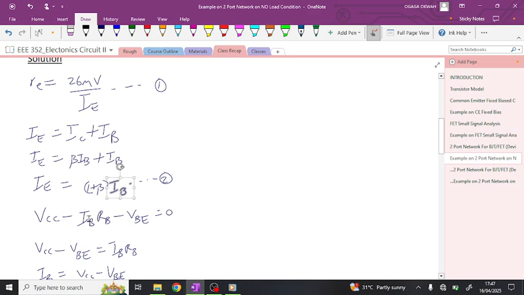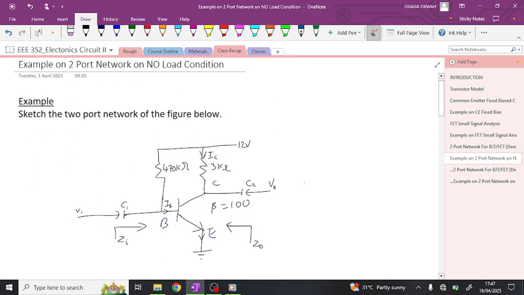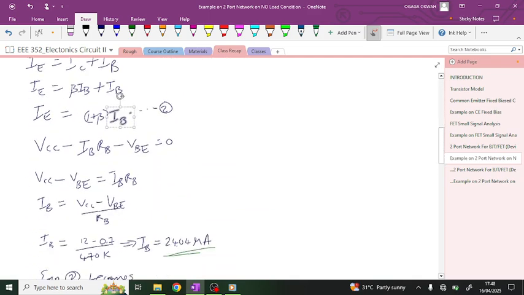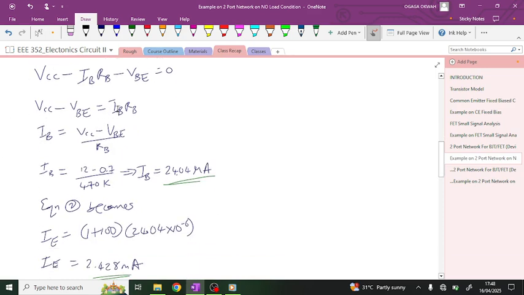Now the base emitter part. This is VCC, and this is ROB. The voltage drop here is IB ROB. Then the voltage drop at VBE is 0.7. So you just make IB the subject of the formula and you get this. Now you plug in your values: VCC is 12, VBE is 0.7, ROB is this. That will give you IB.